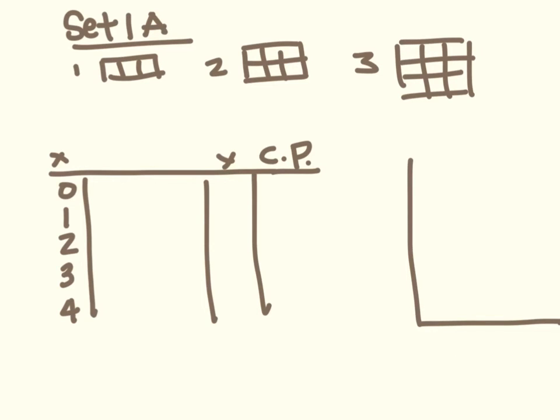All right, set 1A looks something like this on your paper. Step 1, count them up. There are 3 here. There's 6 here. There's 9 there. Now I can fill in my table. We don't have 0, so I'm going to start with 1. If x equals 1, y equals 3. If x equals 2, y equals 6. If x equals 3, y equals 9. And you can pretty much guess that the next one, if x equals 4, y equals 12.